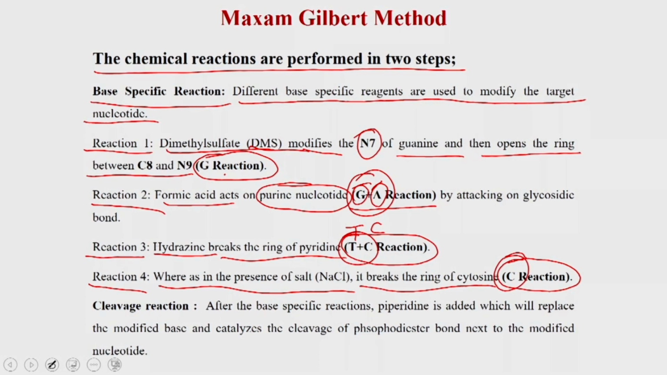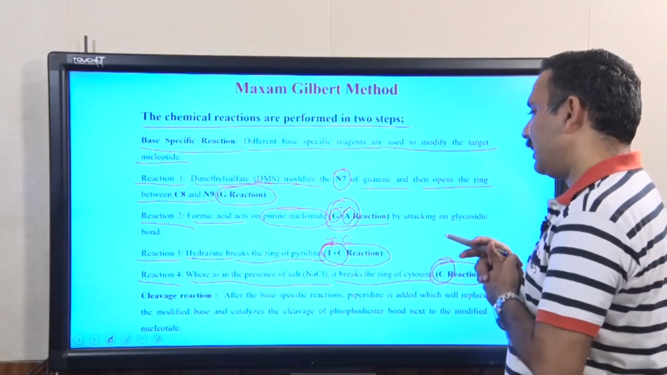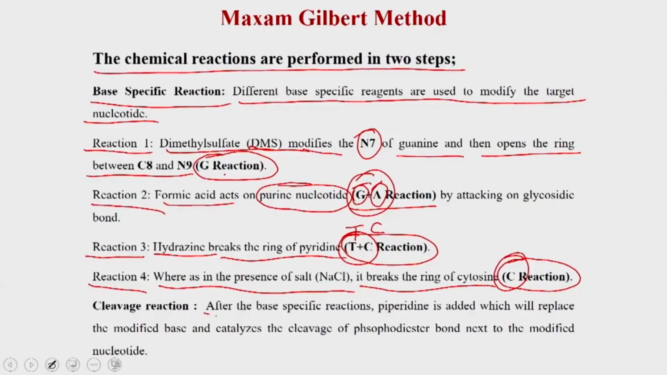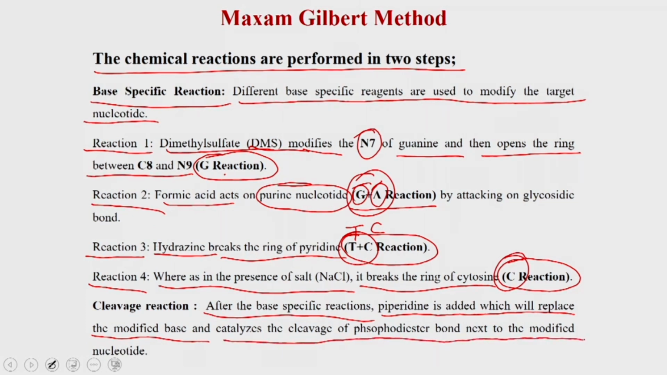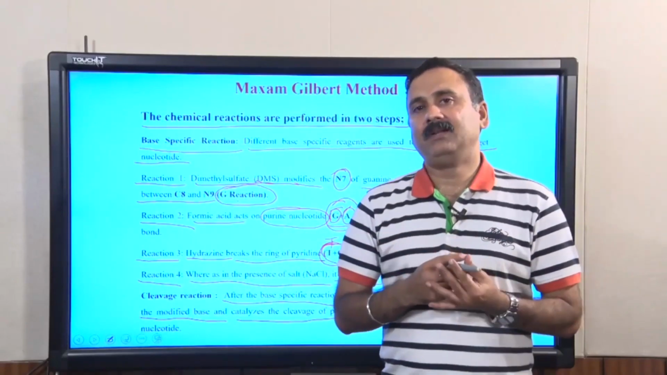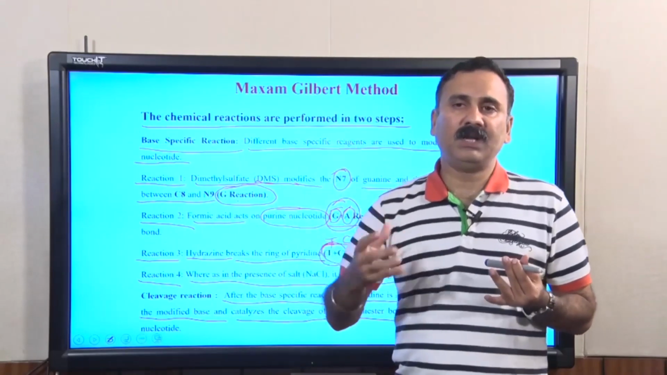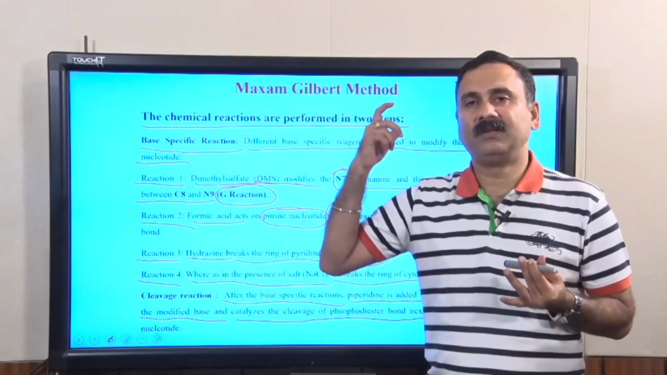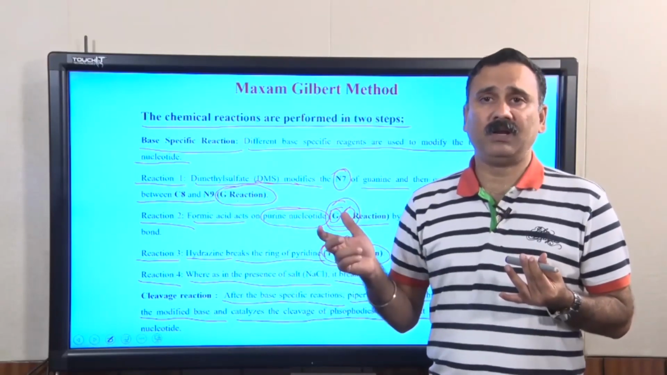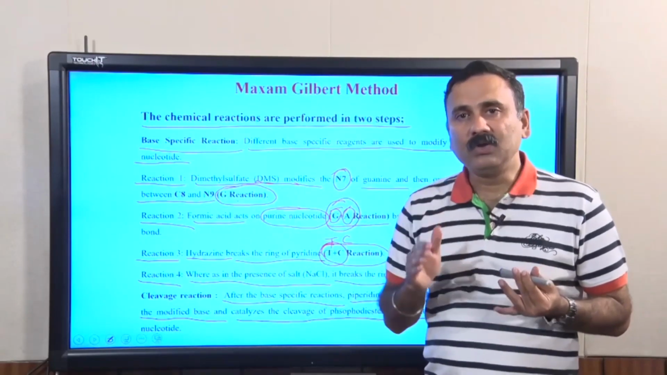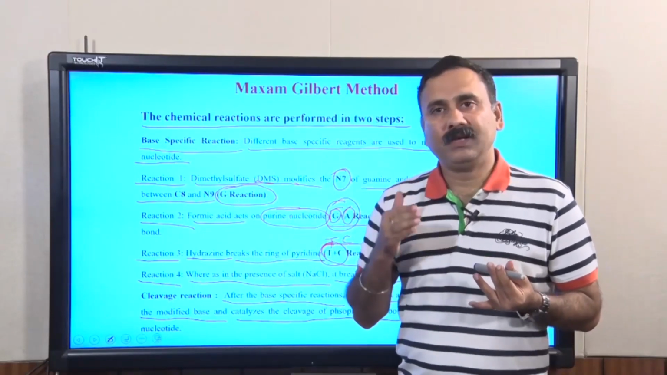Once you have done all these modifications, then you perform the cleavage reactions. After the base specific reactions are over, you add the piperidine, which is going to replace the modified bases and catalyze the cleavage of the phosphodiester bond, and that is how it generates DNA fragments of random sizes. These DNA fragments of random sizes are then separated on high resolution polyacrylamide gels, and subsequently you do the autoradiogram and you get the bands.